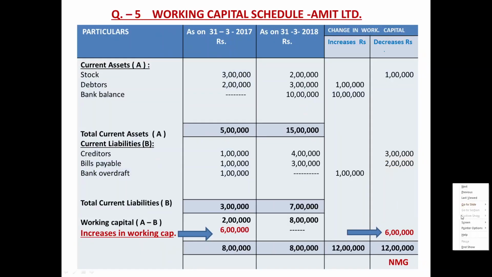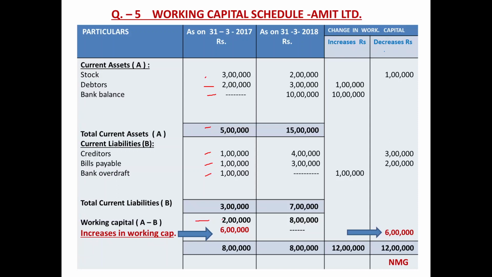Have a look. Nothing is new. Three items of current assets: stock, debtors, bank balance, 17 followed by 18, total of current assets. Three items of current liabilities, as I explained to you in the balance sheet. Total of A, total of B, and then working capital, A minus B. That gives the final answer. Increase in working capital is 6 lakh rupees. That can be confirmed over here also in this column, 6 lakh.